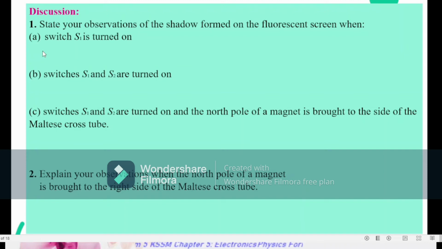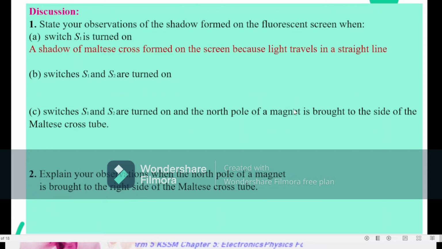Let's look at discussion for this activity. Number 1, state your observation of the shadow form on the fluorescent screen when switch S1 is turned on. You can see a shadow of multi-cross form on the screen because light travels in a straight line. So you can see a shadow of multi-cross form on the screen with a yellowish color surrounded it. So the color is caused by light from the filament.